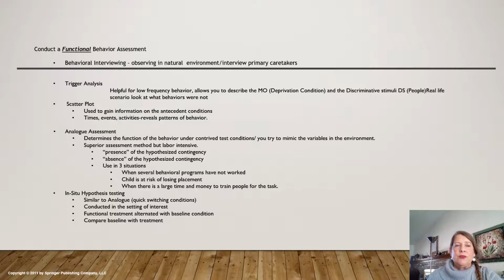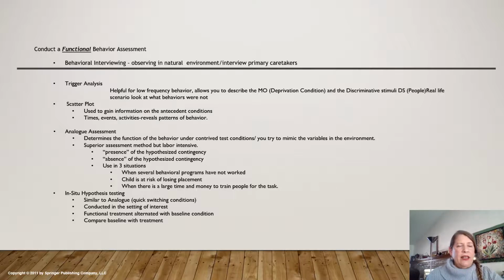Now the in situ hypothesis testing is very similar to the analog, only you're actually doing it in the setting in which it occurs. So the analog assessment is actually done in a clinical research-based type of setting, whereas the in situ hypothesis testing would take place in the school or in the home, wherever it is that the acting out is occurring. So you want to compare, in that case, the baseline of the child's behavior with how it's going to happen with the treatment. So that relates then down to number 6.